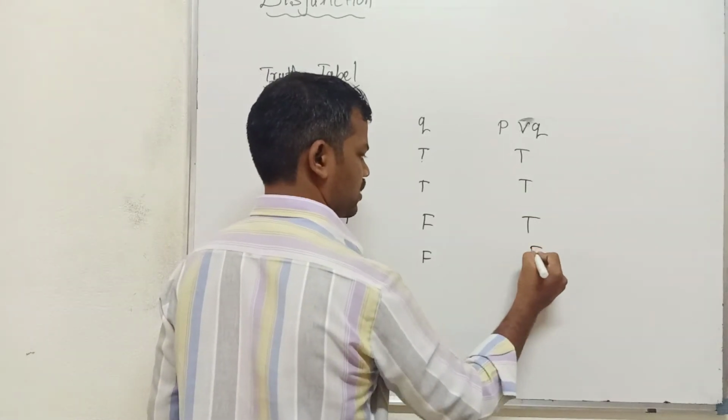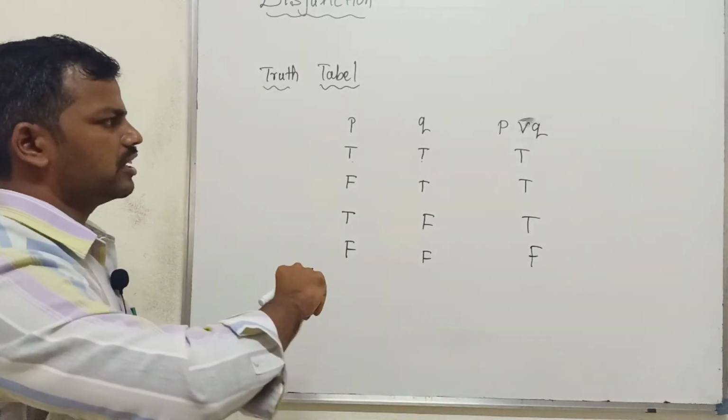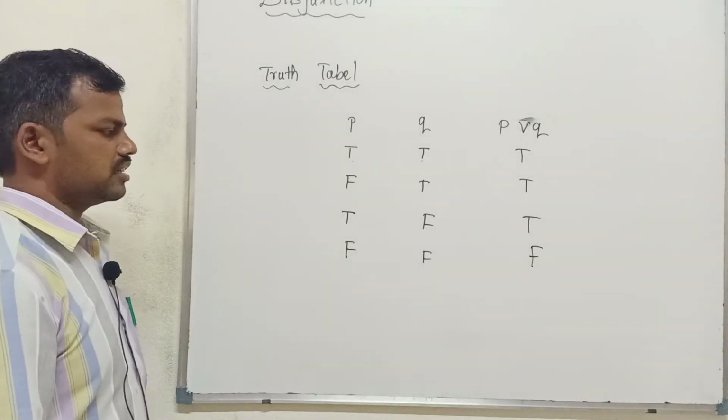This is the truth value for the given compound statement, that is, the disjunction.